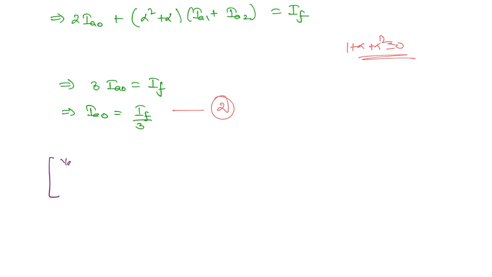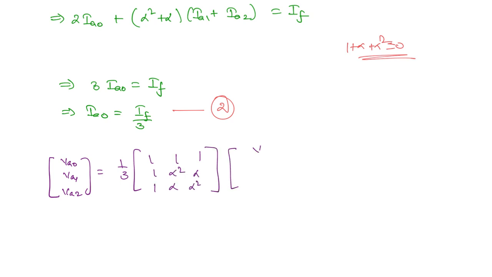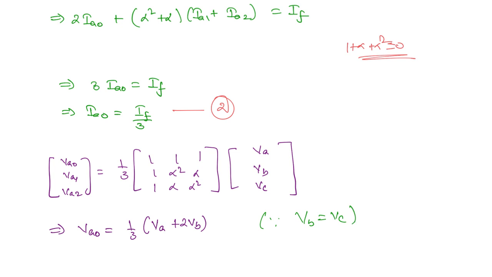So you can write the symmetrical components as A inverse, which is 1 by 3, [1 1 1; 1 alpha square alpha; 1 alpha alpha square], times VA, VB and VC. But VB and VC are equal. So here you are going to get VA0 as 1 by 3 (VA plus 2 VB), because VB is equal to VC.